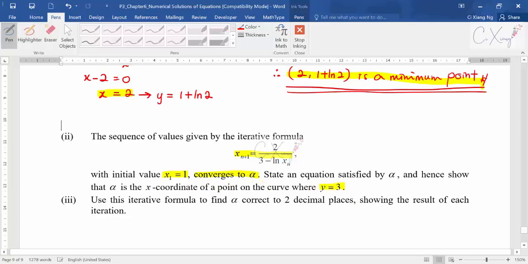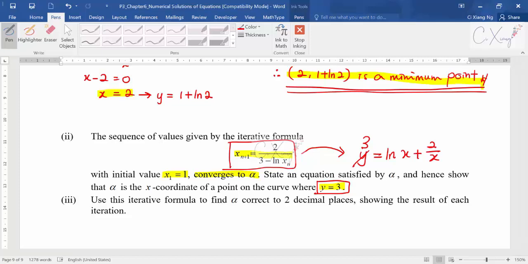Okay, so actually what they want you to do in this question is they want you to show that this iteration formula can be rewritten into the original formula, but the value of y is 3. Understand or not? So they actually want you to prove either original to this iteration or from the iteration to the original formula. Okay, so that's the meaning of this question.